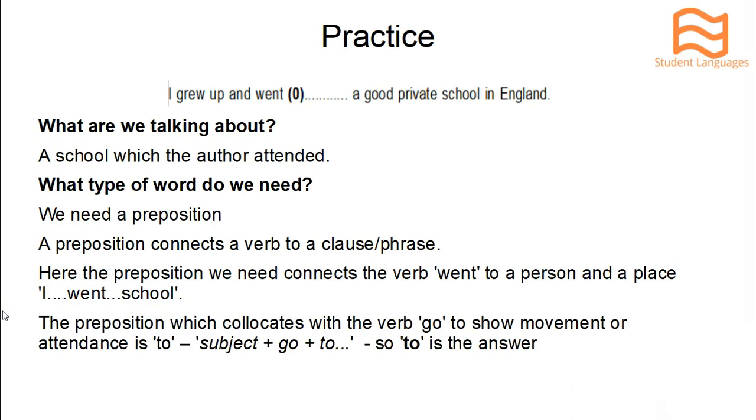And the preposition which we need, which collocates with the verb go to show movement or to show attendance, is the preposition to. We have to say went to. And normally in a sentence, if you have a subject, for example a person like I, and then the word go, or a form of the word go, here it is in the past, went, we have the word to after it. I went to, I'm going to, go and to collocate. They always go together when we show attendance or movement.